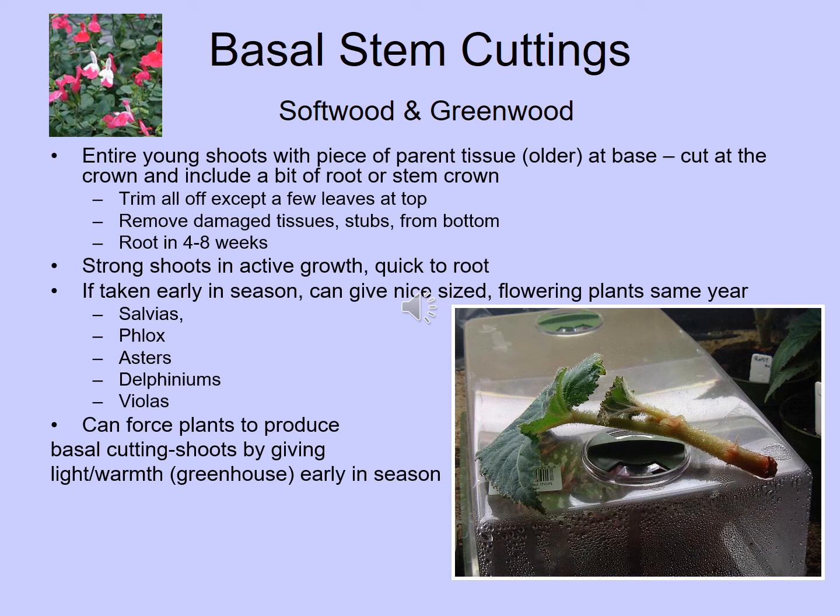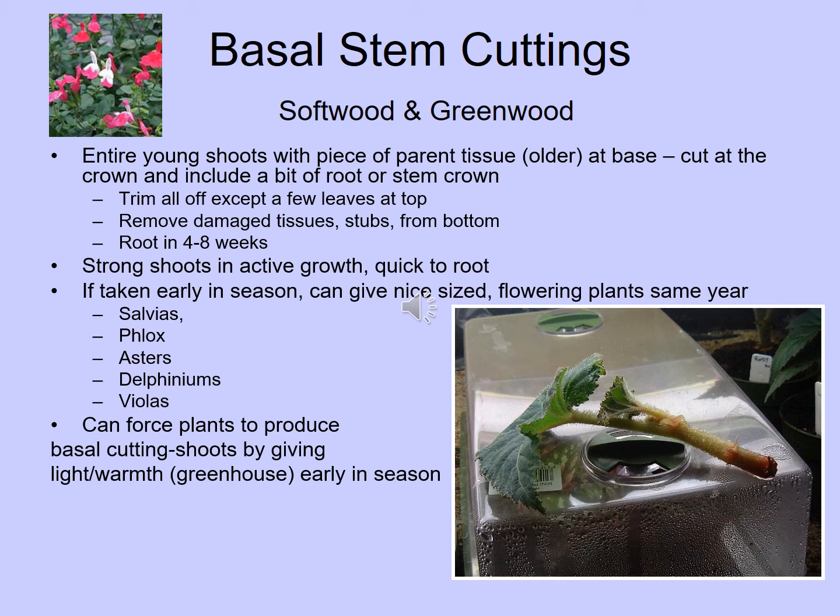The leaves that are going to go underground, you cut off, and most of the leaves off the top except for maybe one or even half of a leaf left, and you root it just like you would any other cutting. It tends to do better when it has some of that tissue from the parent branch that it was attached to. They produce stronger shoots and active growth and are quick to root.